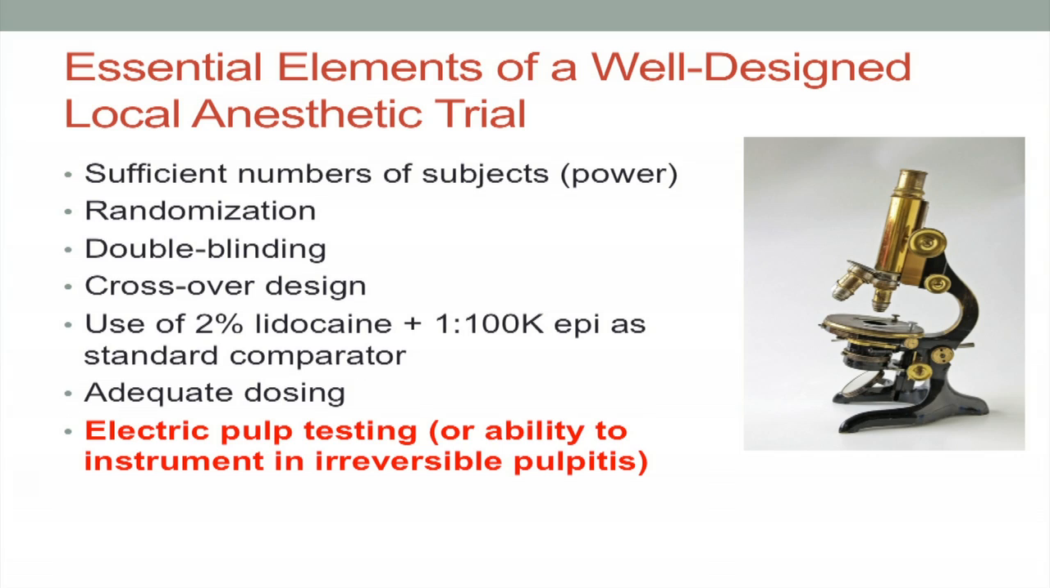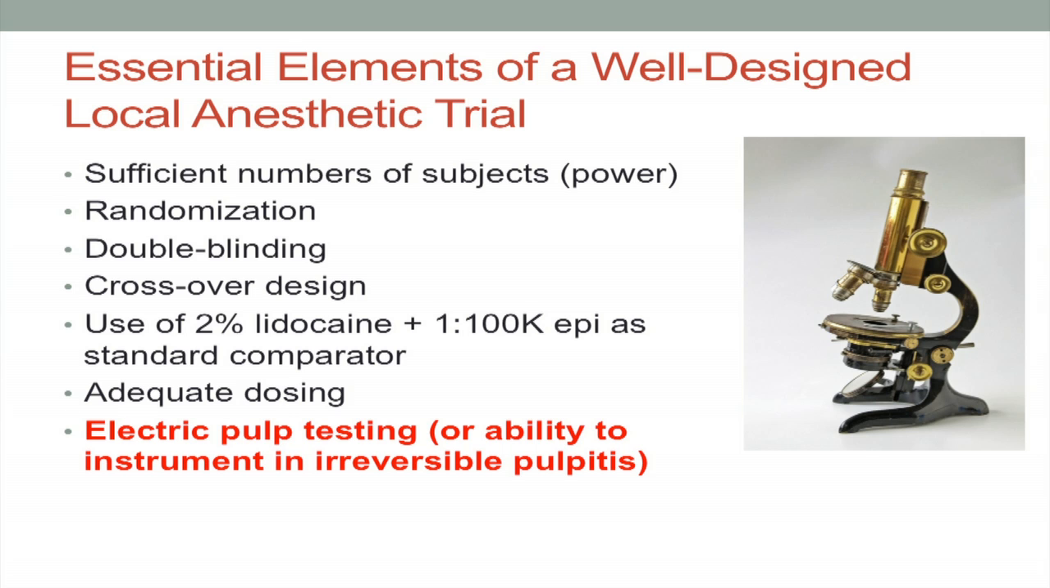There should also be adequate dosing, which means that for virtually all injections there should be at least a full cartridge of local anesthetic deposited. And it is very important that profound local anesthesia be determined through electric pulp testing, or in cases of irreversible pulpitis, the ability of the operator to instrument the tooth by making endodontic access.